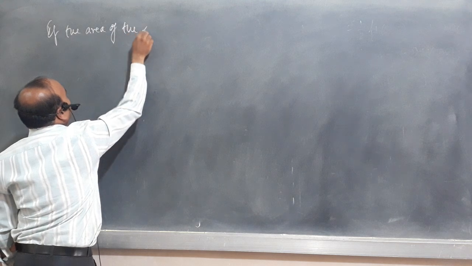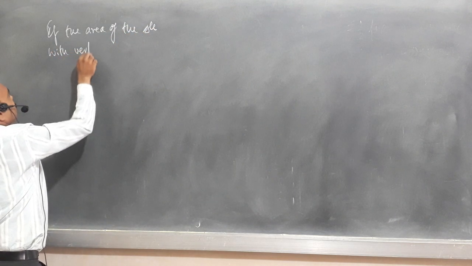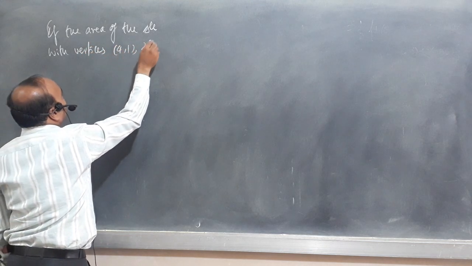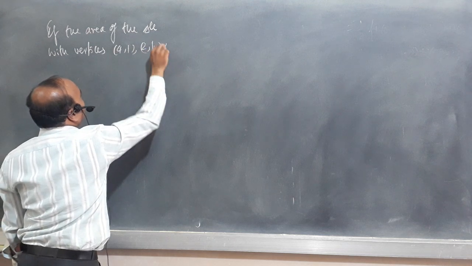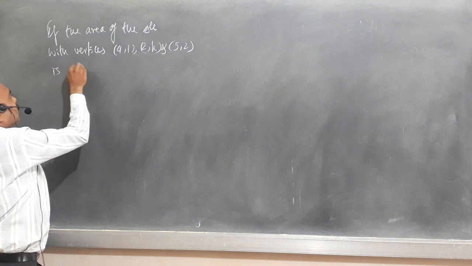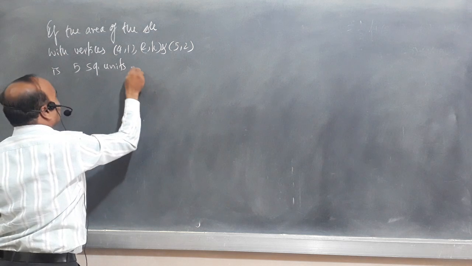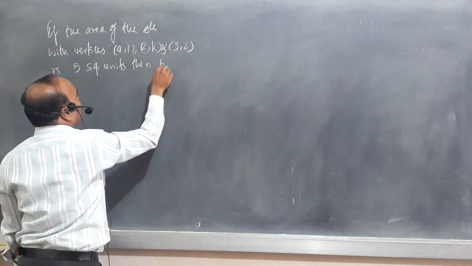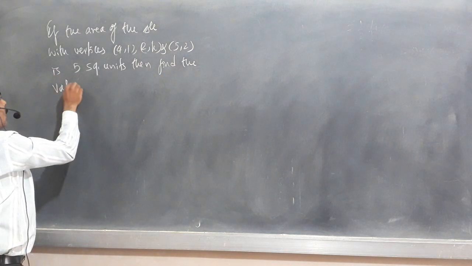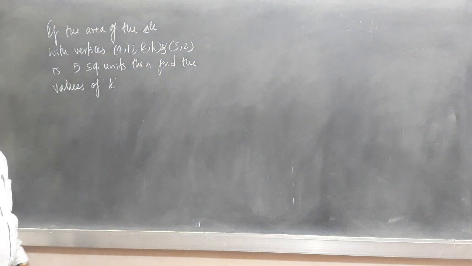If the area of the triangle with vertices (4, 1), (2k, 5), (2, ...) is 5 square units, then find the values of k.